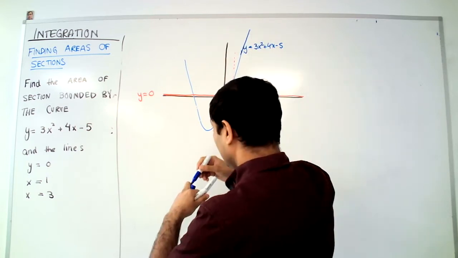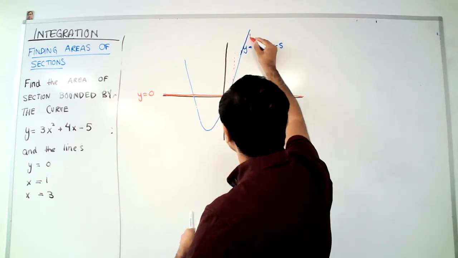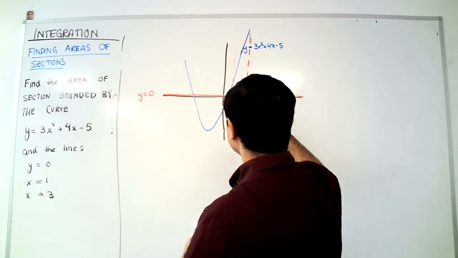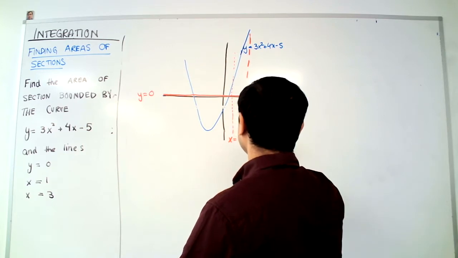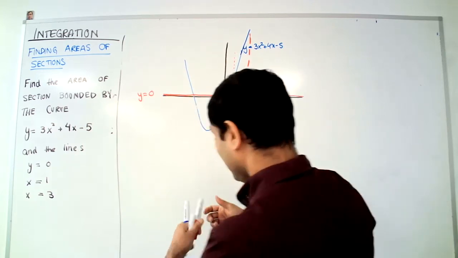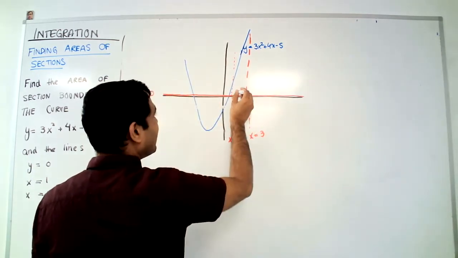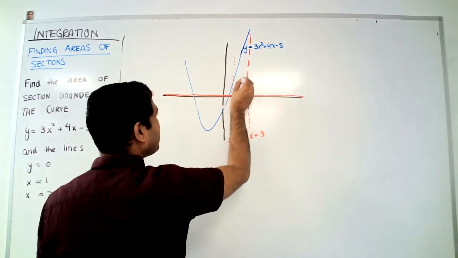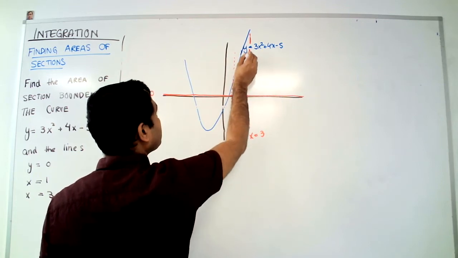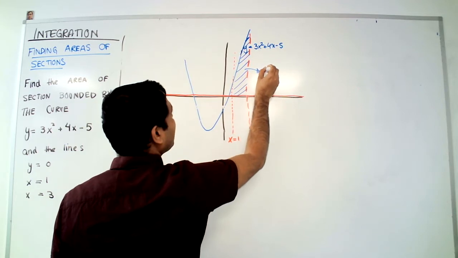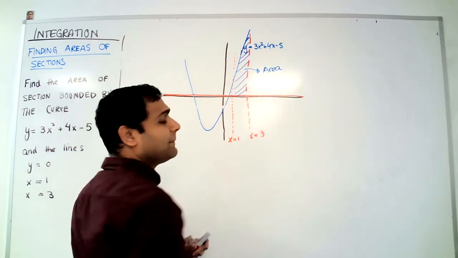Obviously, sketch is not a real graph. And this line is x equals 3. So we need to find the area. Which area are we looking to find? We are looking to find this area. Let me shade the area. That shaded area is the area we need to find.